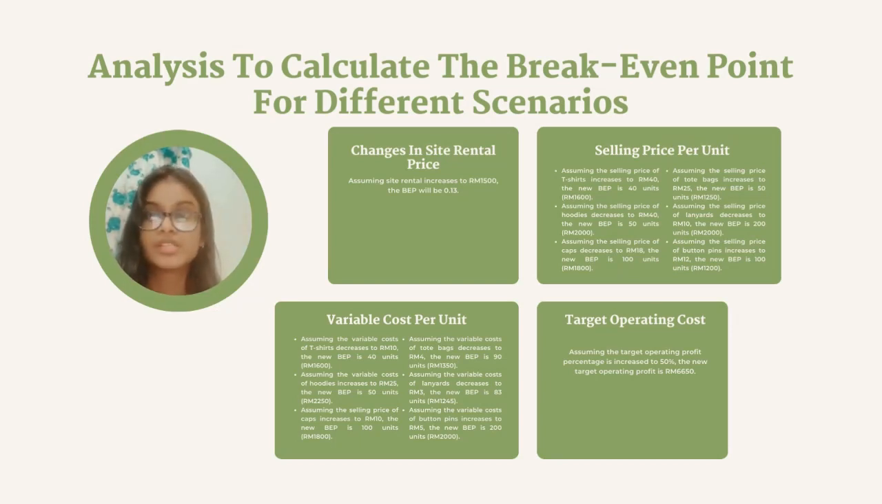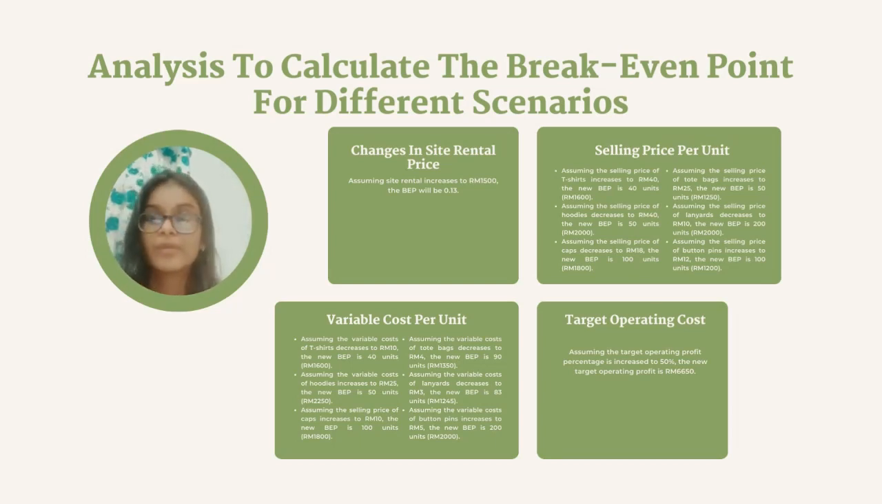Apart from that, variable cost per unit. If the variable cost of T-shirts falls to RM10, the new BEP is 40 units equals to RM1,600. Assuming an RM25 rise in variable cost for hoodies, the revised BEP is 50 units equals to RM2,250. Assuming that cap rises to RM10, the new BEP is 100 units equals to RM1,800. Assuming tote bags variable cost falls to RM4, the new BEP is 90 units equals to RM1,350. Assuming lanyard variable cost of RM3 per unit, the revised BEP is 83 units equals to RM1,245. If the variable cost of button pins rises to RM5, the new BEP will be 200 units equals to RM2,000.